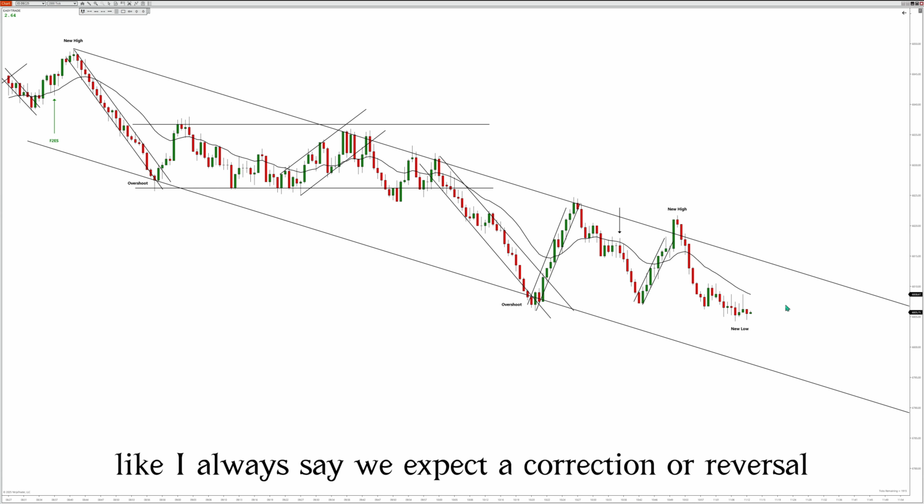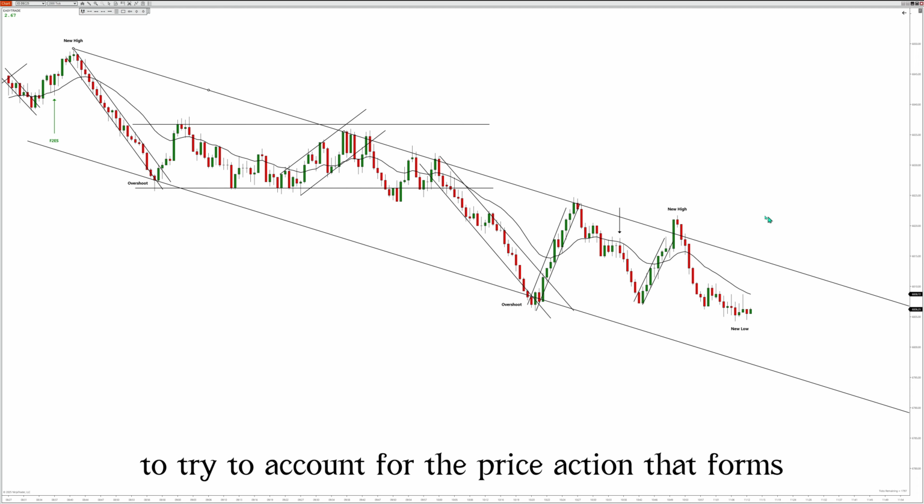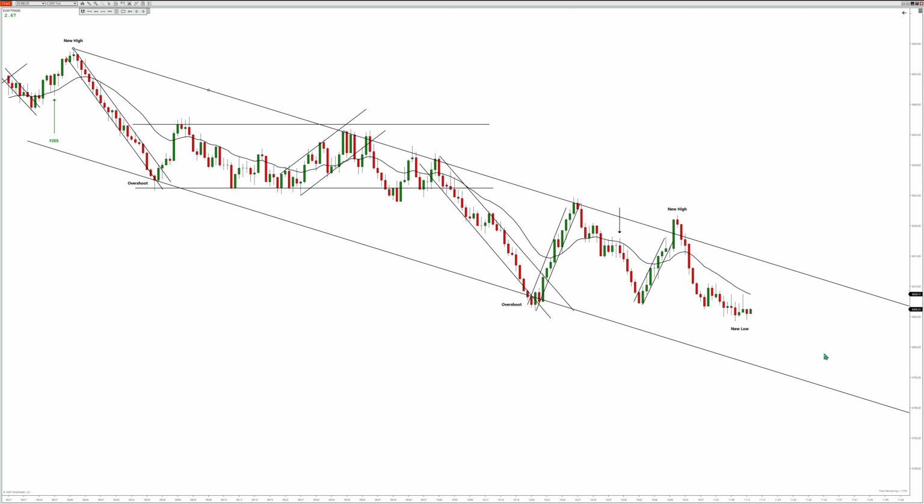After new low, like I always say, we expect a correction or reversal. If we continue to work lower, I'm going to widen this downtrend to try to account for the price action that forms.